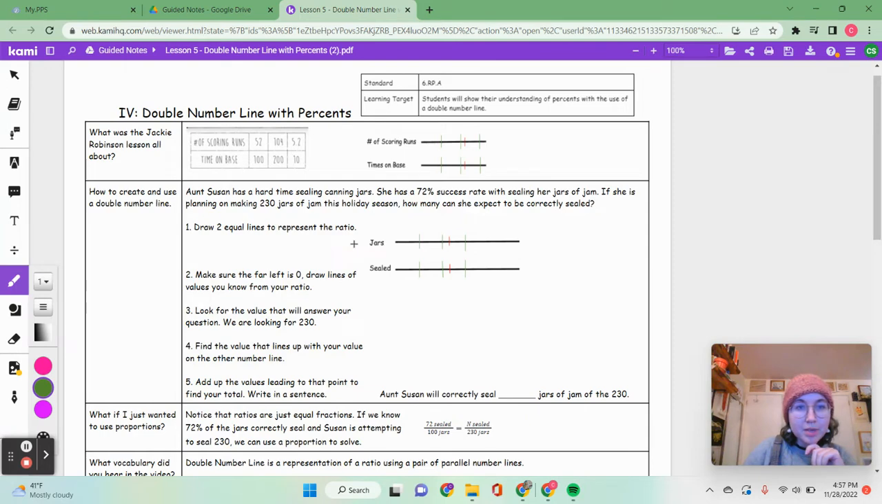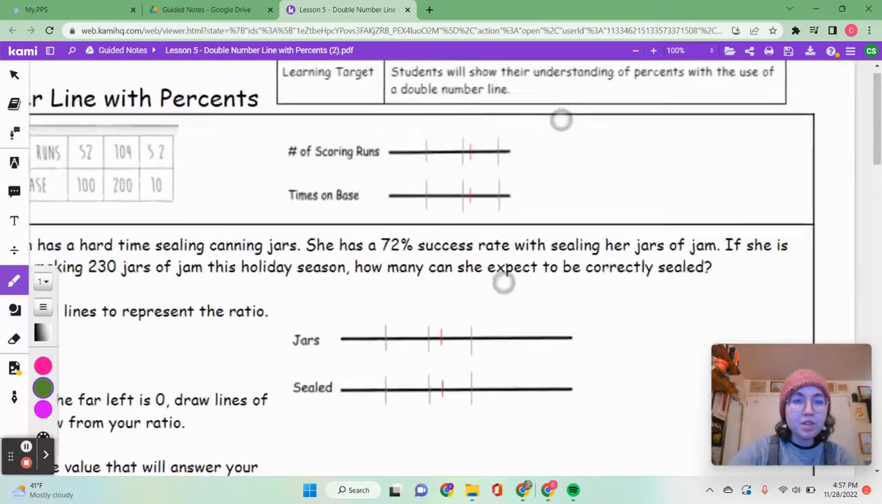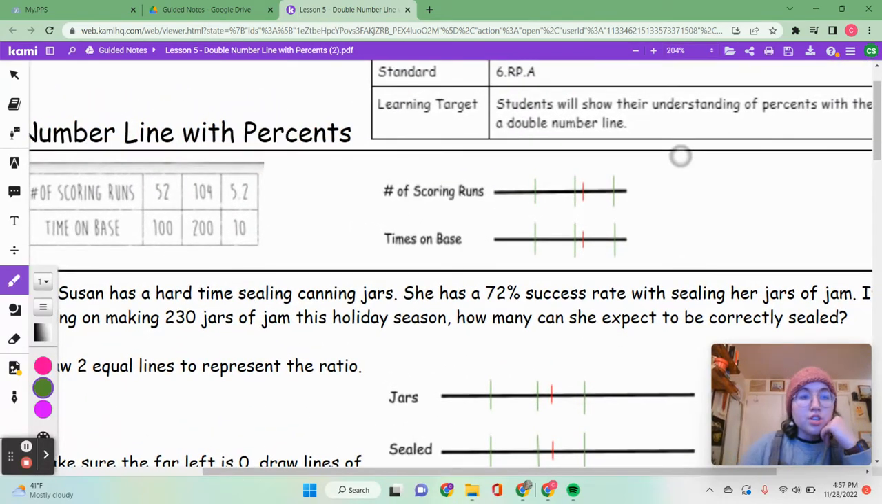So today we're going to talk about double number lines with percents, and we just talked about Jackie Robinson and the scoring record. I'm not the best at baseball, so you'll have to bear with me. But Jackie Robinson scored on 52% of his times on base. So we walked through that in the simulator trainer, right? With this table. And we've worked with ratio tables before. Let's talk about how to work with them using double number lines. So it's kind of just like you translate it over.